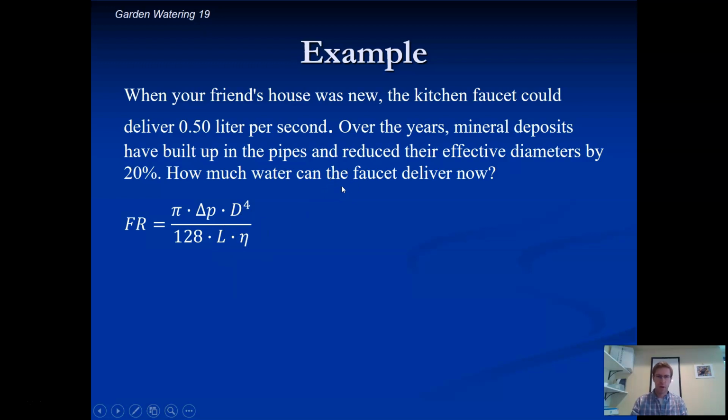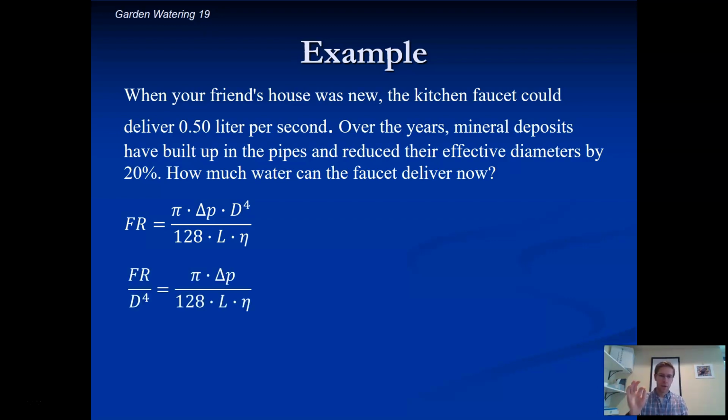We have a situation where we're only looking at 2 things that are going to change. The viscosity of water hasn't changed. The length of the pipes in the house hasn't changed. And the pressure difference we can assume isn't changing either. The city is still giving you the same pressure from the local water tower, and atmospheric pressure is the pressure on the opposite side. So the change in pressure is not changing either.